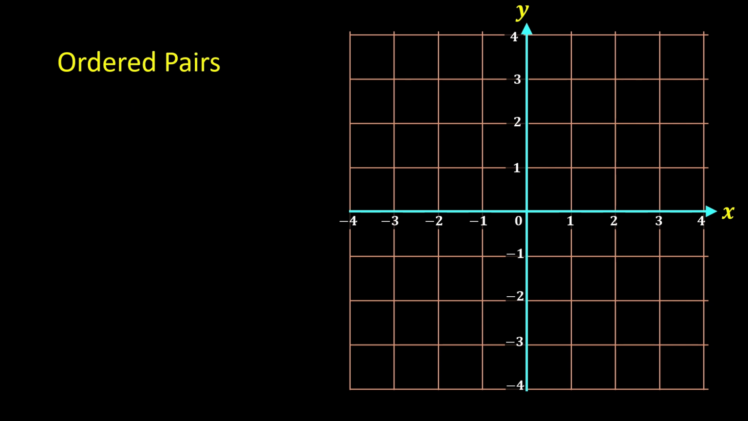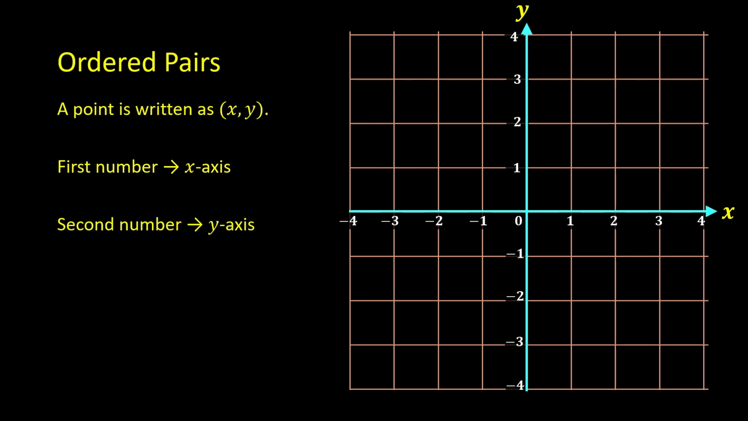A point is written using an ordered pair, written as (x, y). The first number tells us how far to move along the x-axis. The second number tells us how far to move along the y-axis. Always remember, across first, then up or down.